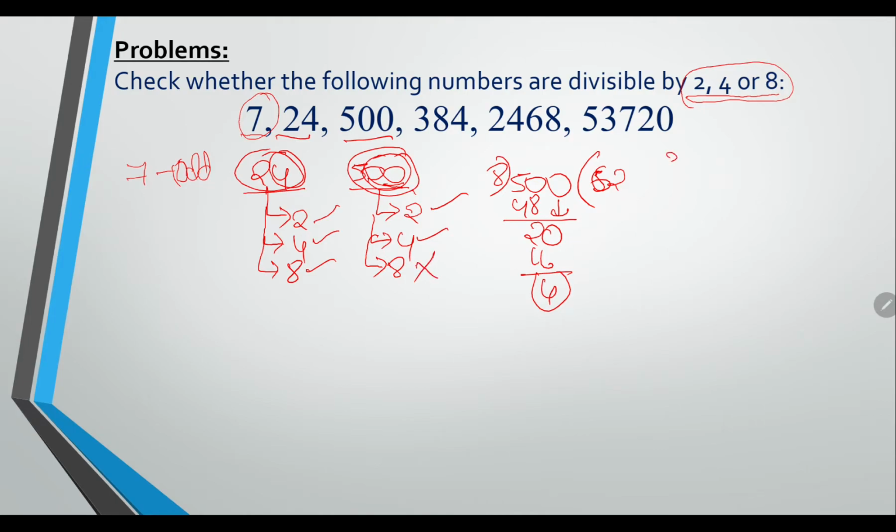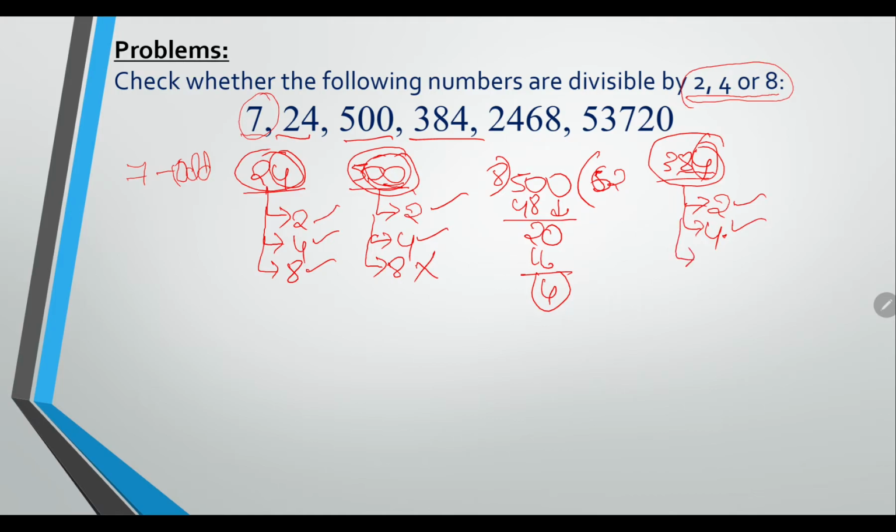Next 384. Its unit digit is 4 and it is divisible by 2. So therefore the whole number is divisible by 2. Next we take 4. We know the divisibility rule of 4, that is we have to consider the last two digits. As its last two digits, 84, are divisible by 4, 384 is divisible by 4.